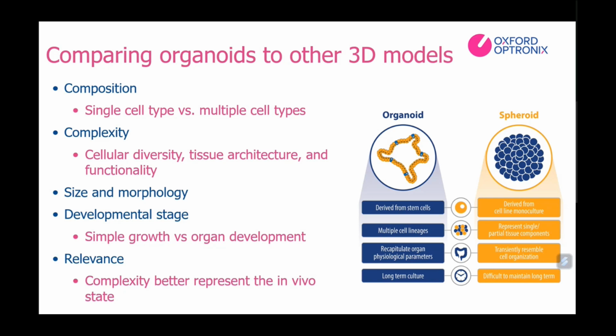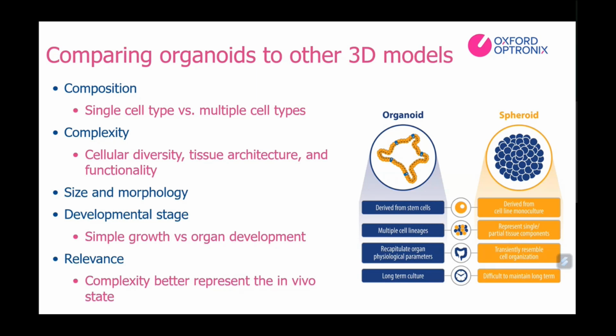Comparing size and morphology, colonies and spheroids are often smaller in size and more uniform in shape compared to organoids. Colonies are typically small clusters of cells that are randomly organized, while spheroids are circular aggregates of cells that can form in suspension. Organoids, on the other hand, can vary greatly in size, shape, and complexity depending on the type of organoid and culture condition used. In developmental stage, organoids are designed to mimic the development of a specific organ and can recapitulate the organogenesis process, including tissue patterning, morphogenesis, and cell differentiation.